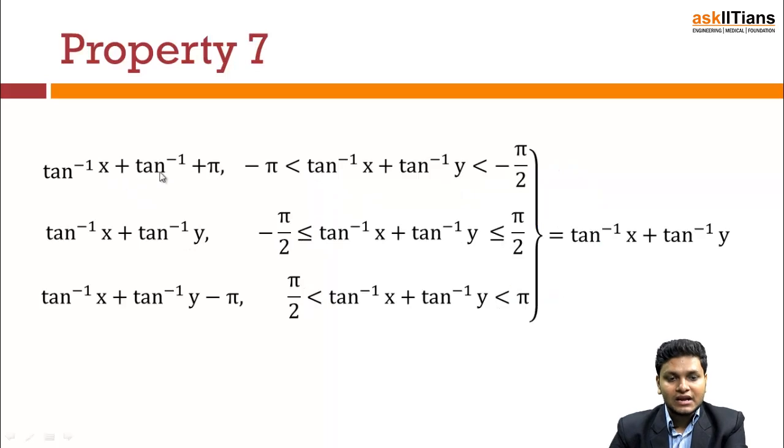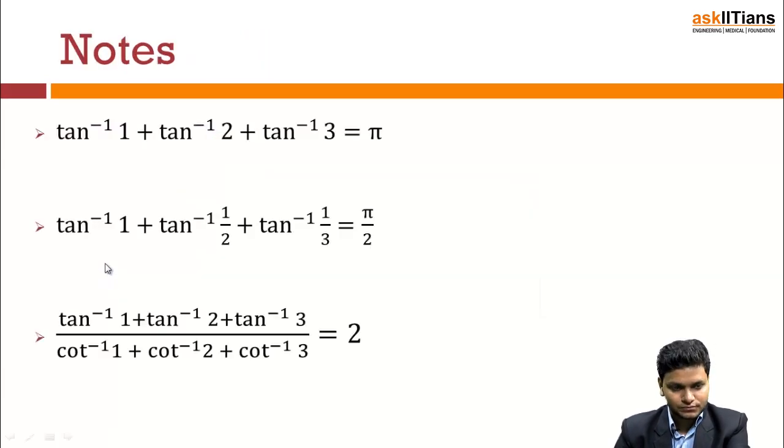Tan inverse x plus tan inverse y plus pi, because of the following values that I have used. When tan inverse x plus tan inverse y is ranging from minus pi to minus pi by 2, we add pi. When the summation of the angles is from minus pi by 2 to pi by 2, it is the normal thing, tan inverse x plus tan inverse y. When the values are ranging from pi by 2 to pi, we subtract pi. So these are the three various variations that are there in the tan inverse formula.